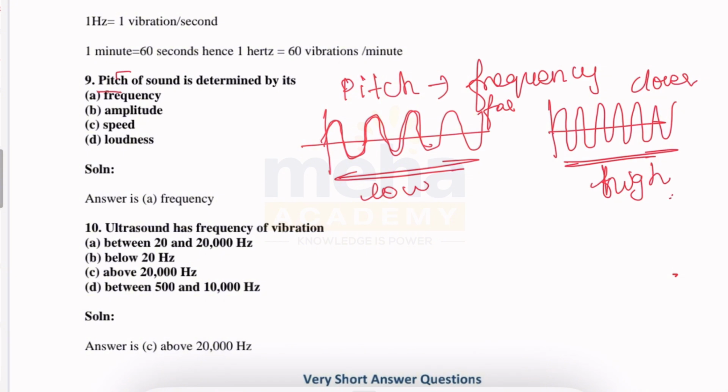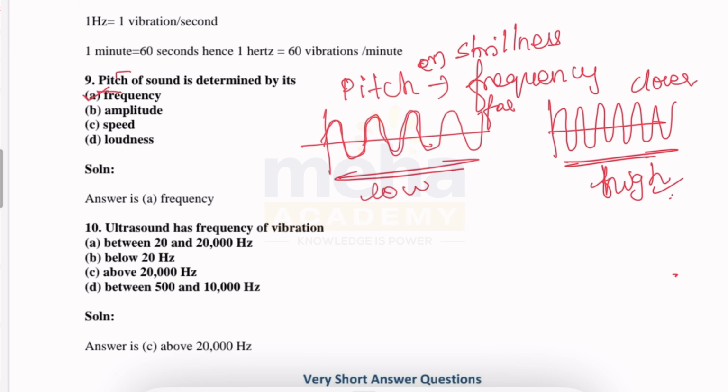So pitch, or we will call it shrillness, is a characteristic of frequency. So higher the frequency, higher will be the pitch. Lower the frequency of vibration, lower will be the pitch. So the pitch of sound is determined by its frequency.